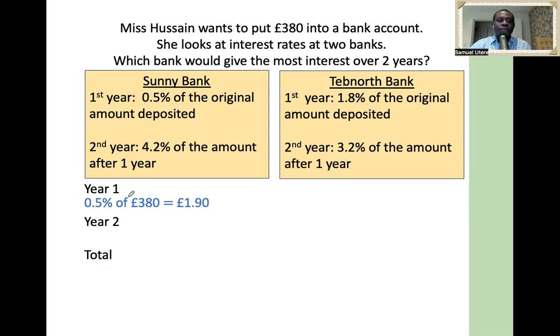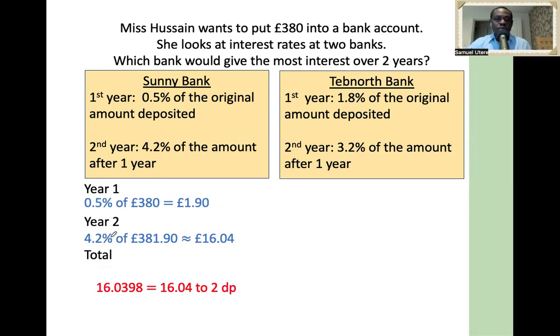£1.90. For second year, we were told that we're going to have to work out 4.2% of the amount after year 1, after 1 year. So remember, because it's interest, the interest is going to be added to the original amount. So now for year 2, it has to be £380 plus £1.90. So that's why we have to do this calculation, of course, using our calculator.